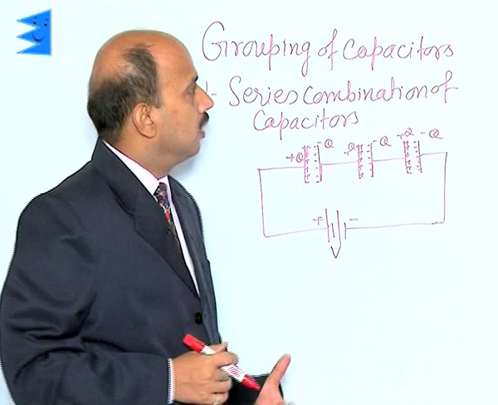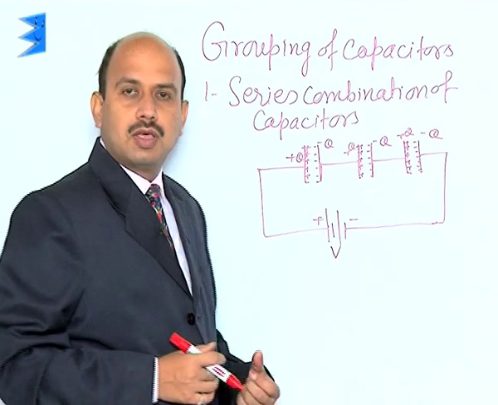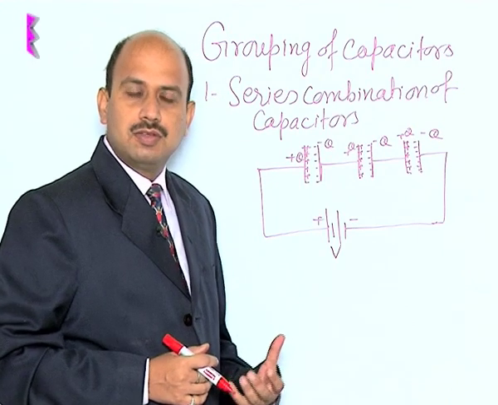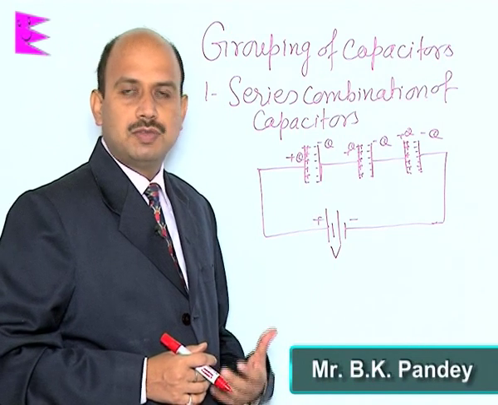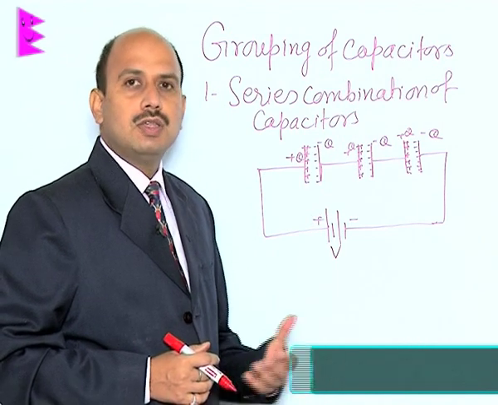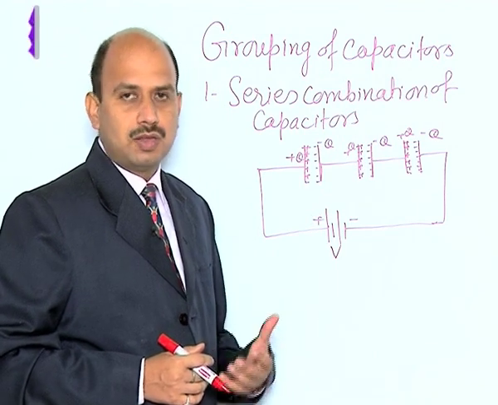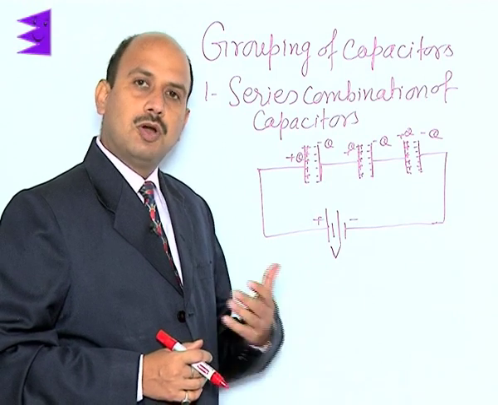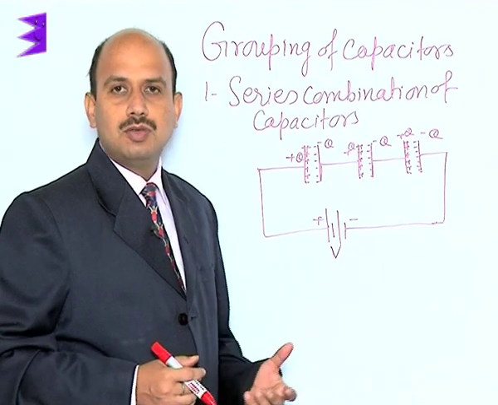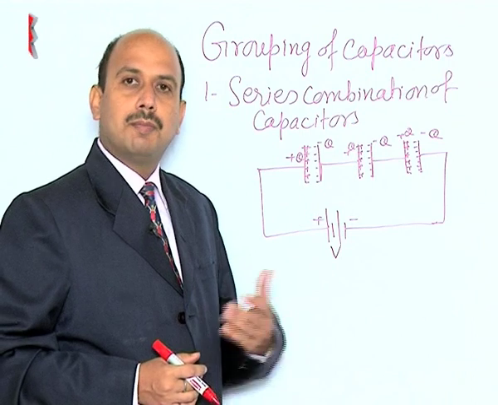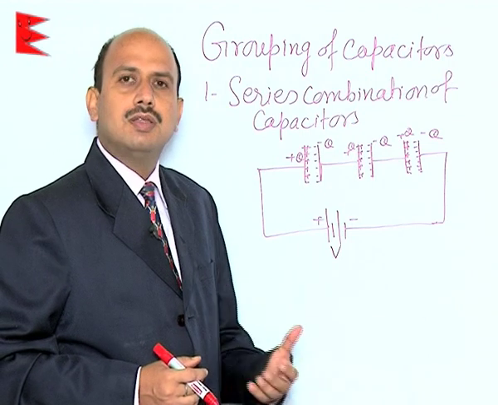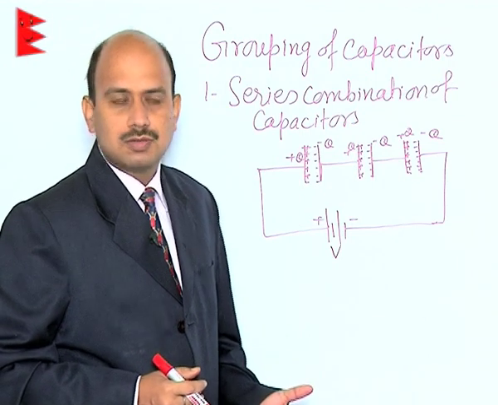Now see a grouping of capacitors. In different electrical circuits, we need capacitors of different values. For that, the grouping of capacitors is required. It means if you have capacitors of certain values, they can be used by combining them in different ways to get different values of capacitance.